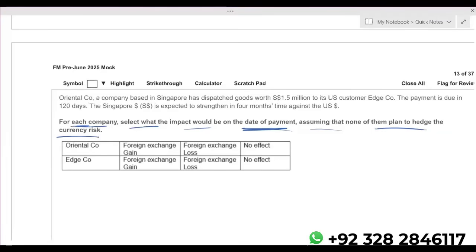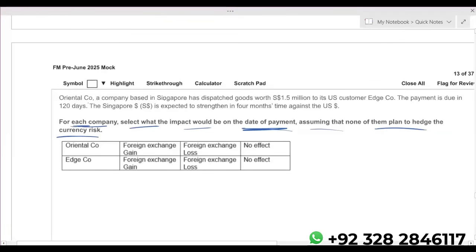In fact, depreciation of the currency encourages export, but depreciation of the currency discourages import. So export is encouraged if your currency is depreciating, but import is discouraged. Let's see what is happening here. And they are not going for hedging, both of them.